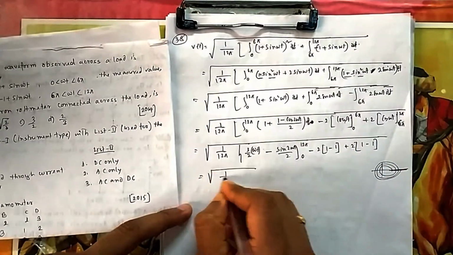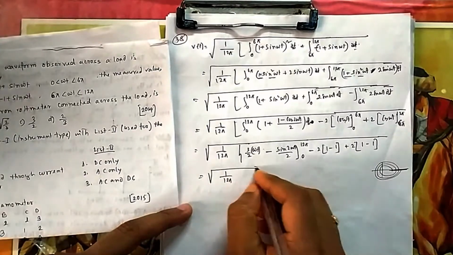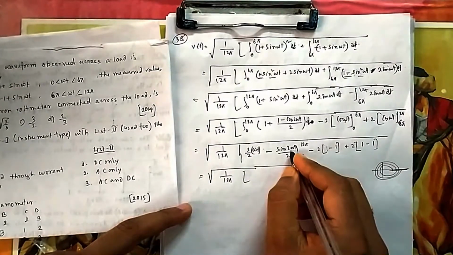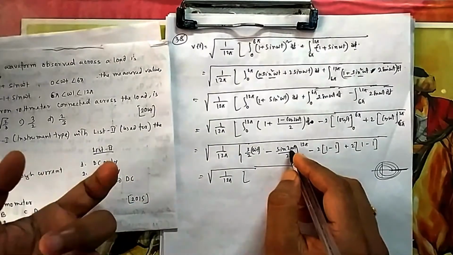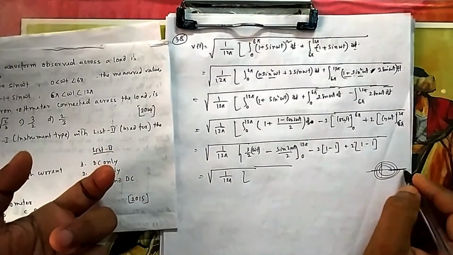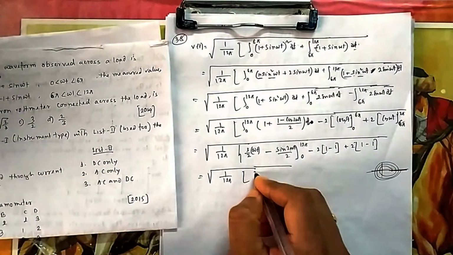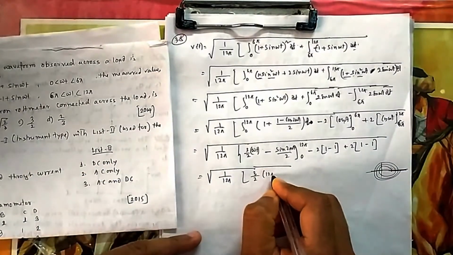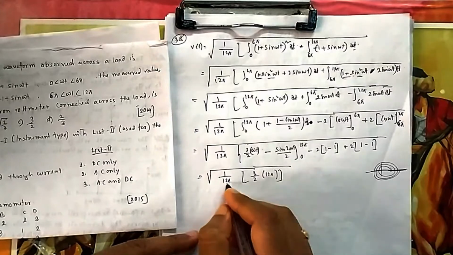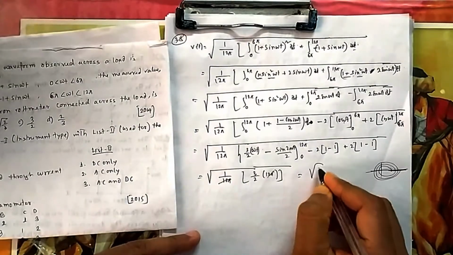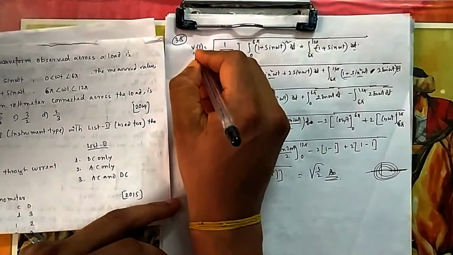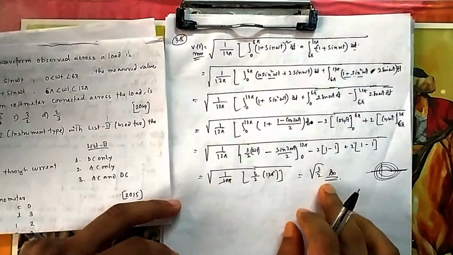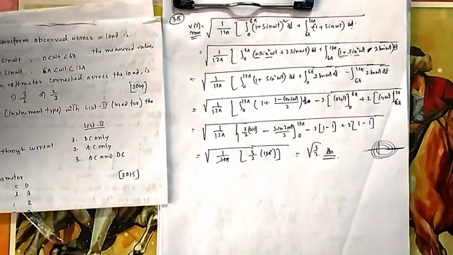So this will be 1 by 12 pi, and if you put the value, sin 0 is 0, so no need to put. Sin 12 pi is also 0, so no need to put. Sin 24 pi, anything on the horizontal line, is 0. So here it will be 3 by 2 into 12 pi. The 12 gets cancelled, so it is root 3 by 2. So this is your answer. This is the RMS value. This is the way to calculate the RMS value. Simple integration you have to carry on.